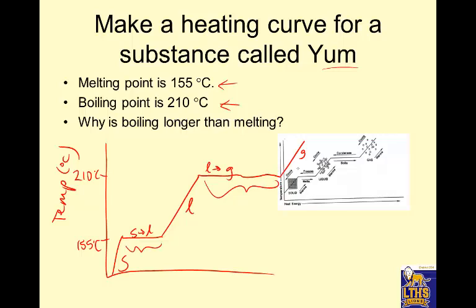Well, it's because it's going to take more energy to break the intermolecular forces between liquid molecules and turn them into independent molecules than it takes to change the solid molecules into a liquid, which have a little more space, but they're still pretty close. So boiling is longer than melting because it's more. This one is increased potential energy, more to move the molecules further away from each other.